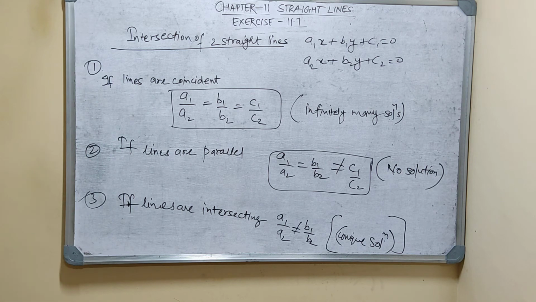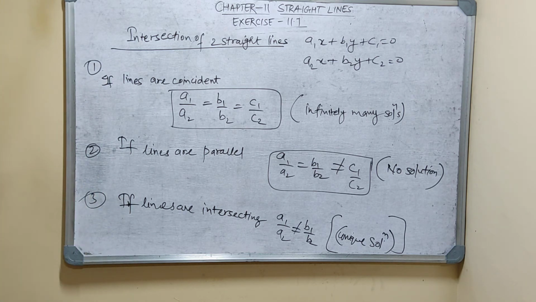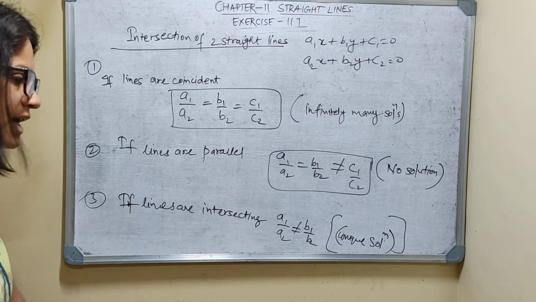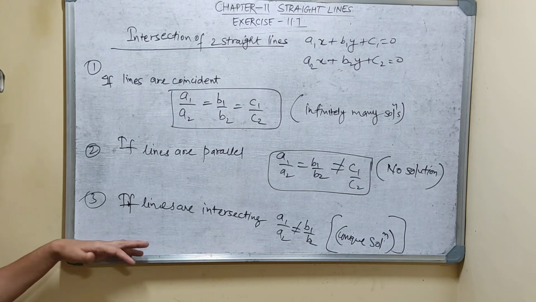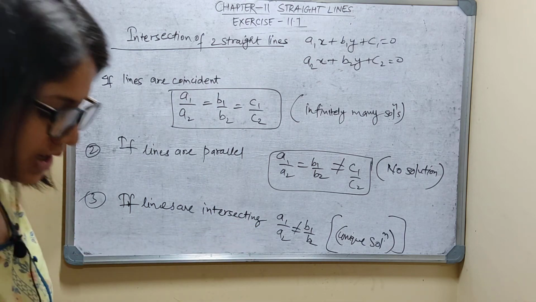If lines are coincident, a1 upon a2 is equal to b1 upon b2 is equal to c1 upon c2, and you will get infinitely many solutions. If lines are parallel, then a1 upon a2 is equal to b1 upon b2 is not equal to c1 upon c2, and you won't get any solution. If lines are intersecting, a1 upon a2 is not equal to b1 upon b2, and you will get a unique solution.